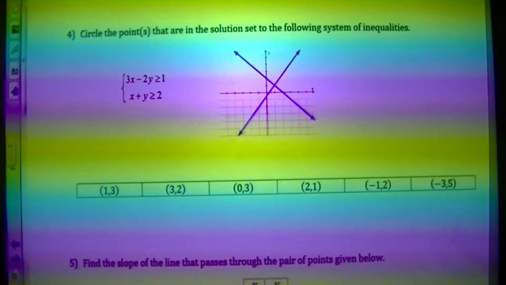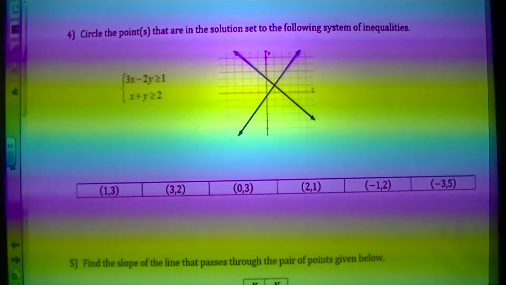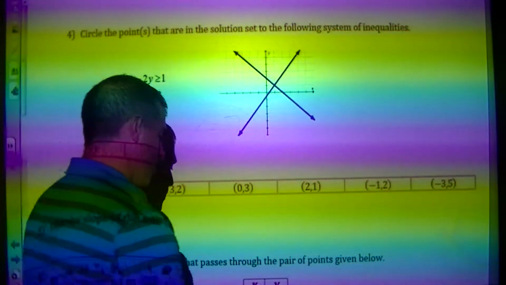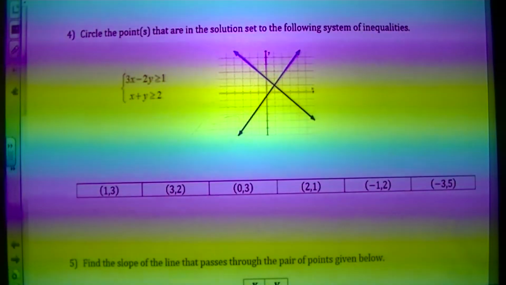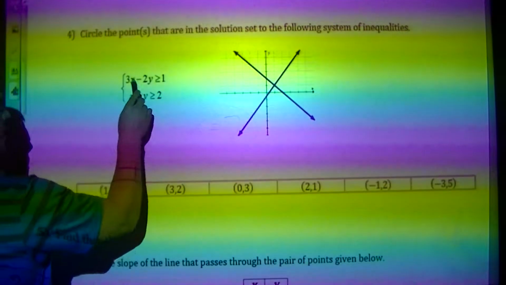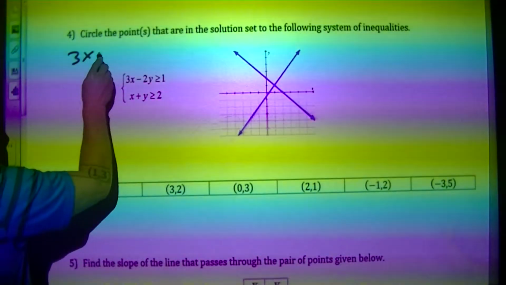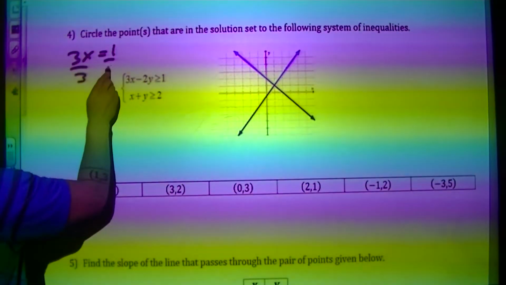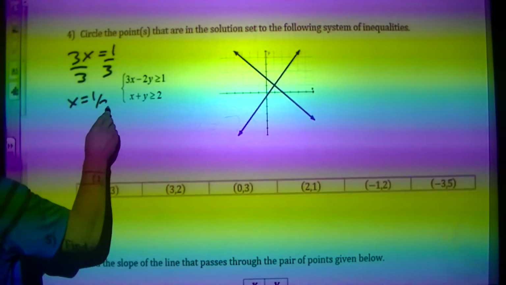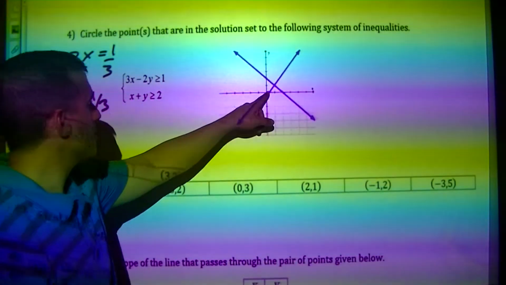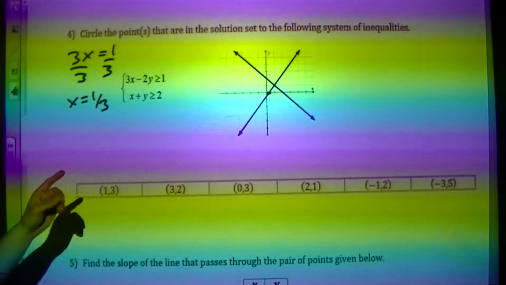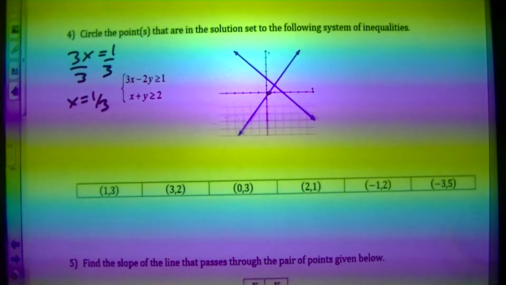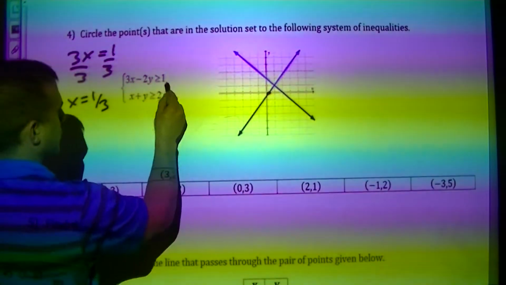Going on to the next page. Number 4. What are the solutions to the following inequalities? What you have to figure out is which inequality is which. Now this one would be 3x equals 1. So that one's going to cross at 1/3. So that's going to be here. That x is going to be 1/3. So I automatically know that this one refers to this line.